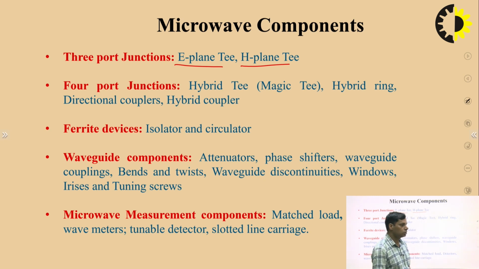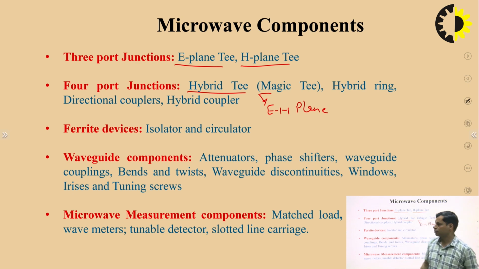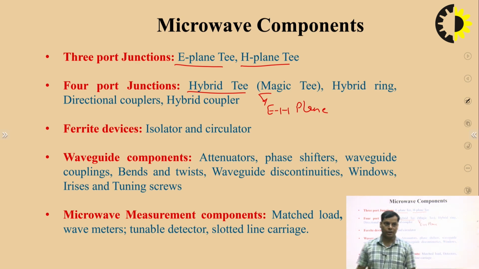If we make a combination of the E-plane and H-plane junctions simultaneously, the number of ports becomes 4. This comes under the category of 4-port junctions, whose examples are the hybrid T, which is the combination of the E and H-plane T junction, then the hybrid ring junction, directional coupler and hybrid coupler. These are also microwave components.